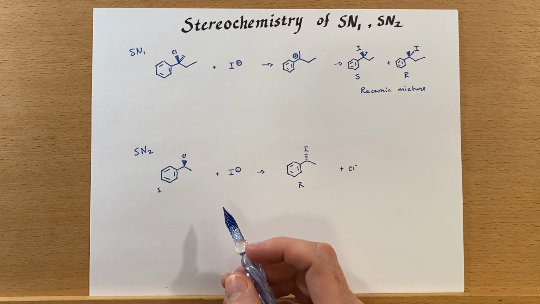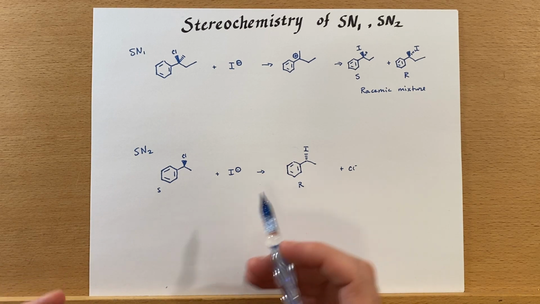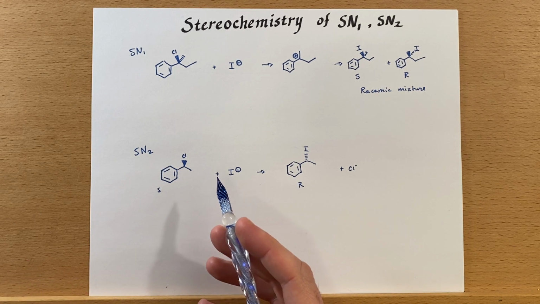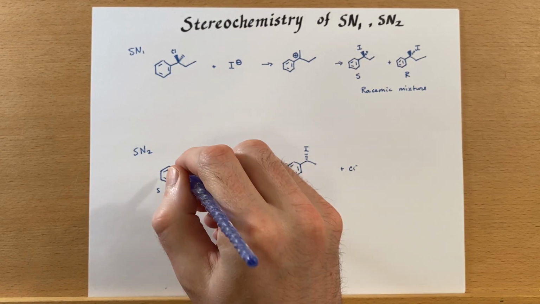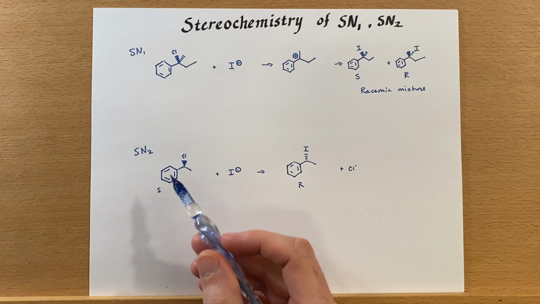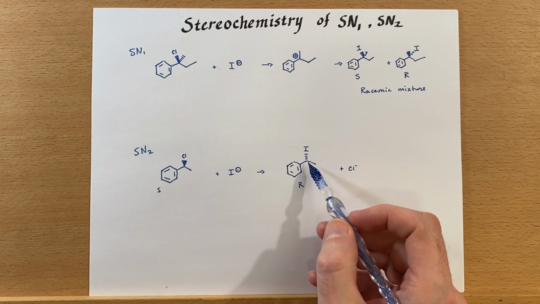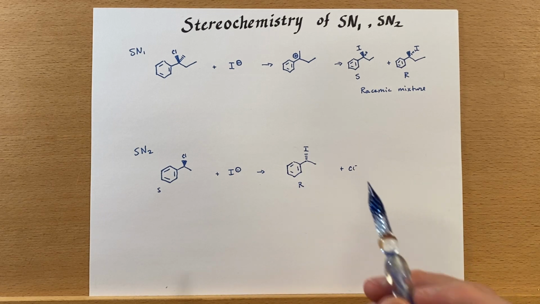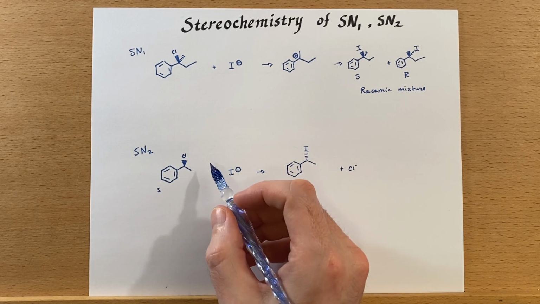And so now we have to ask ourselves, how is the iodine going to approach this molecule? Is it going to come from this side, or is it going to come from the other side of the paper? Well, we should know that it's coming from the other side of the paper, and the chloride's leaving here, just based on what I've drawn here. So why is that the case?